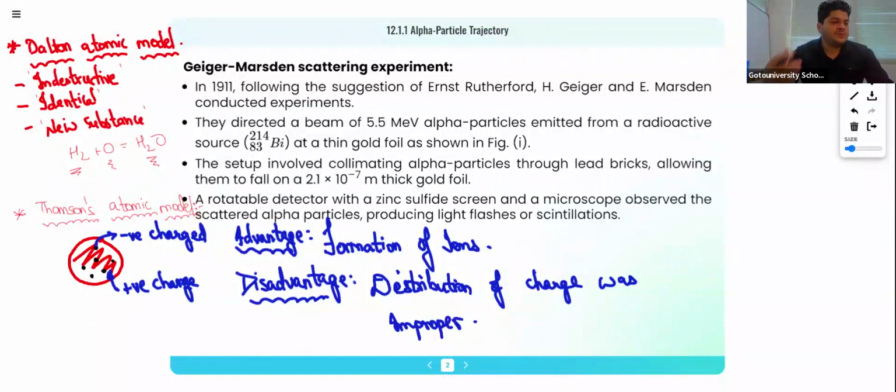Okay, this first one was Dalton's atomic model, second one was Thomson's atomic model. Okay, then what happened? Then came two students, Geiger and Marsden. This experiment would further be known as the Rutherford experiment. Okay, why is it like that? Let's see the concept one by one.